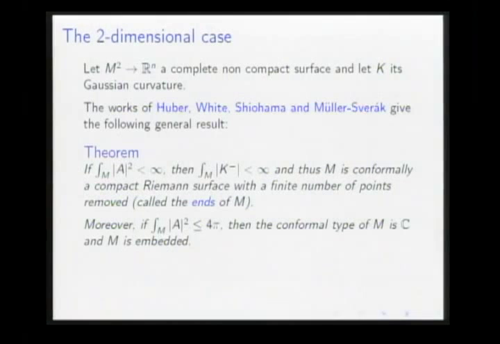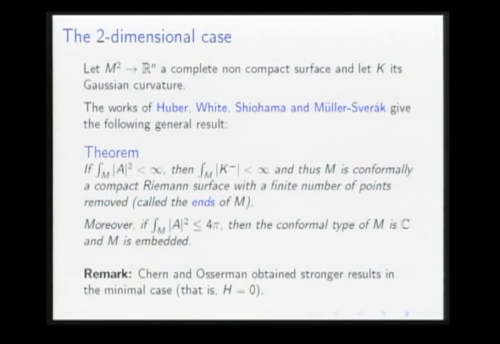Also, if this integral is less than or equal to 4 pi, then the conformal type is in fact C, and the surface is embedded. Well, so the idea is to study the problem in high dimensions. And an important remark, there are some important results of Chern and Osserman when the surface is minimal, in particular about the Gauss map, etc.